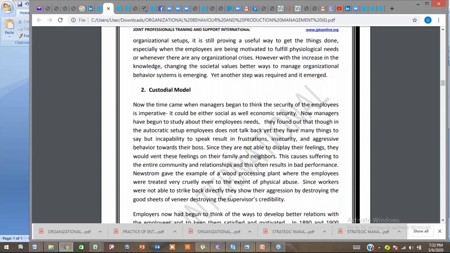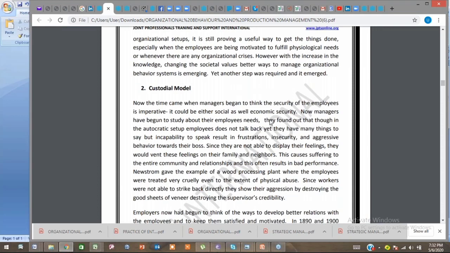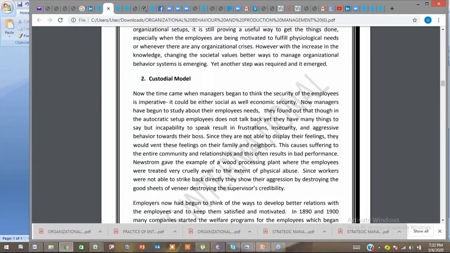Now, managers have begun to study their employees' needs, because one of the reasons why employees feel secure is when their needs are met, not just now, even in the future, when they are sure that their needs in the future will be met. And you see that many people prefer to work with a government establishment than a private establishment, even if the pay of the private establishment is higher.